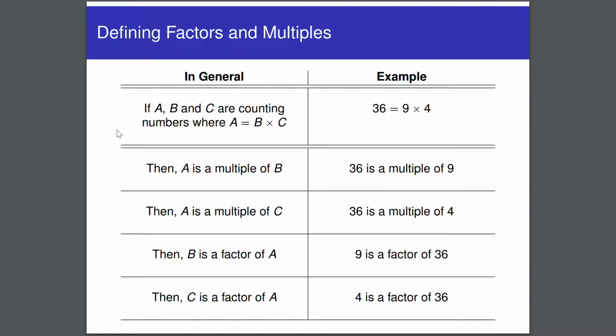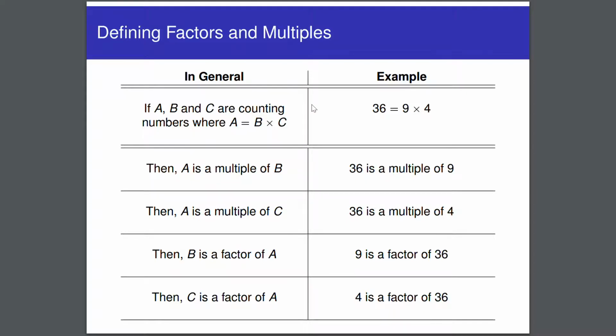So for example, 36 equals 9 times 4. From that equation, we can apply the definition and say that 36 is a multiple of 9. It's also a multiple of 4. And 9 is a factor of 36 and 4 is a factor of 36. Sometimes you see the term divisor used in place of factor, and that's fine as well. A factor is the same thing as a divisor, if it helps you to think of it that way.